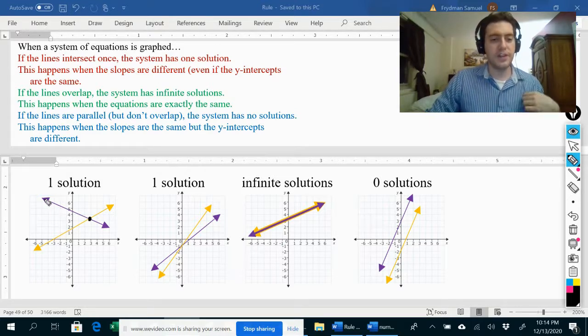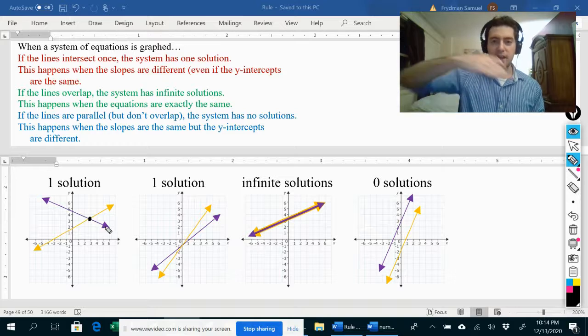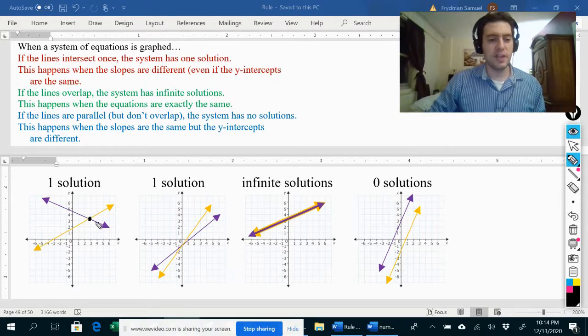So for example, this purple line has a negative slope, and this yellow line has a positive slope. So even without knowing if it's +3 or -2, even without knowing the specific numbers, if one of them is negative and the other one is positive, then they have to be different. So these slopes are different, and you can see that they intersect at one point. So we'll get one intersection when the slopes are different, even if the y-intercepts are the same.